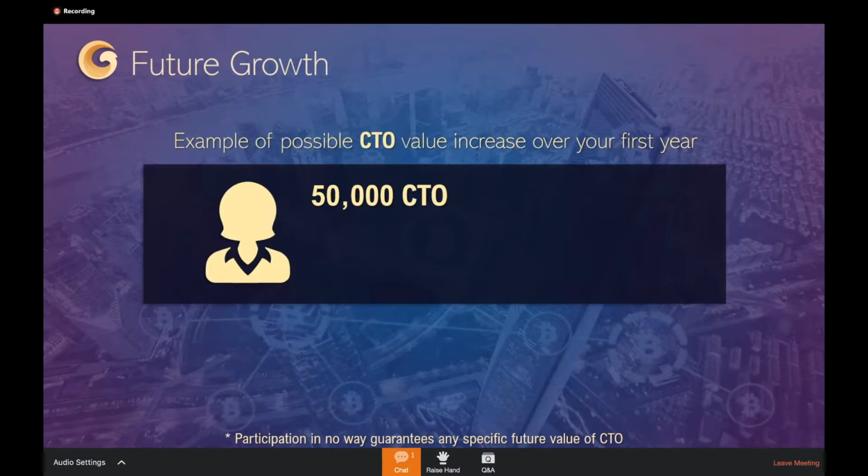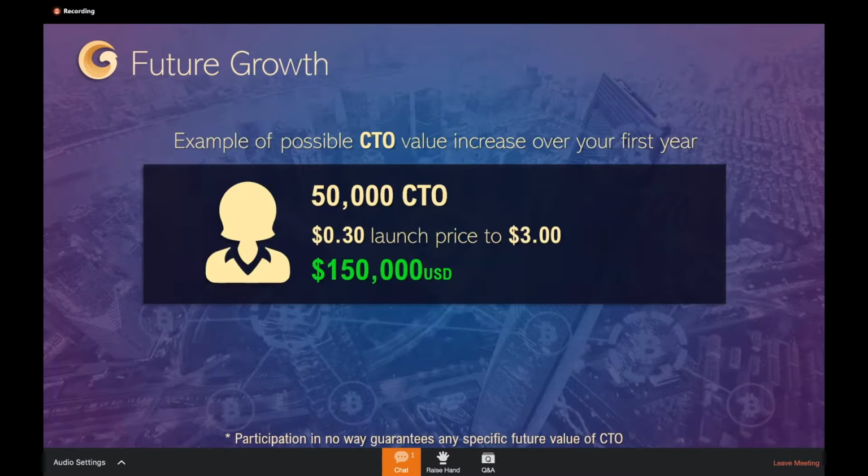What could that do? Let's say if the price was based on $3. If we simply saw a movement to $3 in the price. Now keep in mind, this launched 30 days ago at 30 cents. And we currently have a CTO price 1 month later of about 42 cents. So we don't know where it's going to go. We don't think it's going to go ridiculously high, but I think $3 is very much within the realm of possibility. That would be $150,000 a year for you.